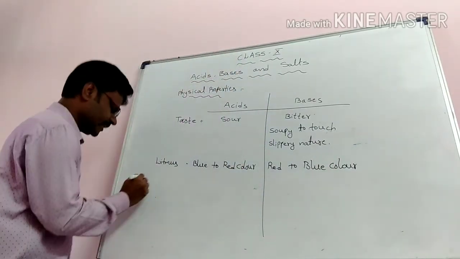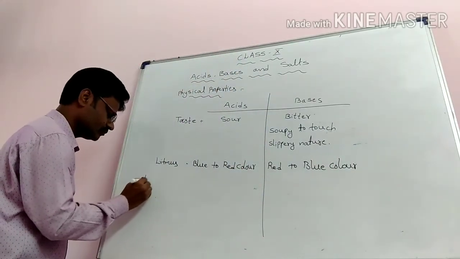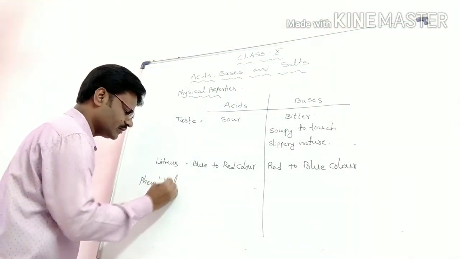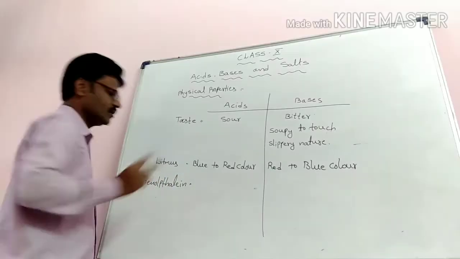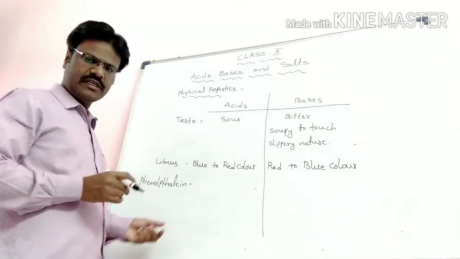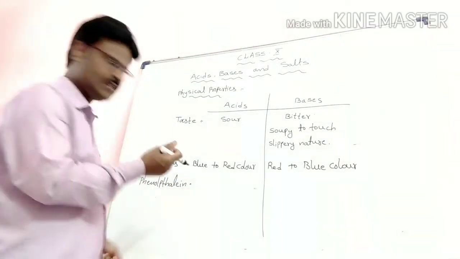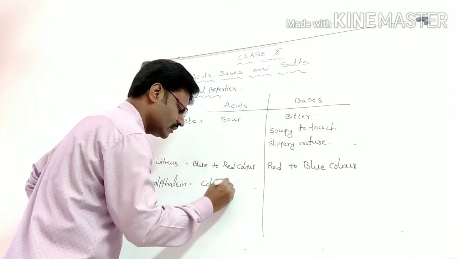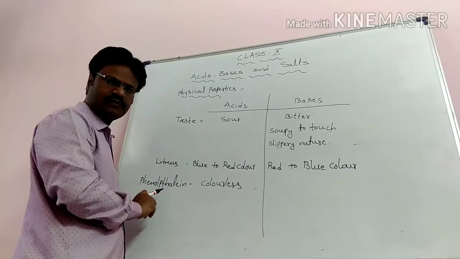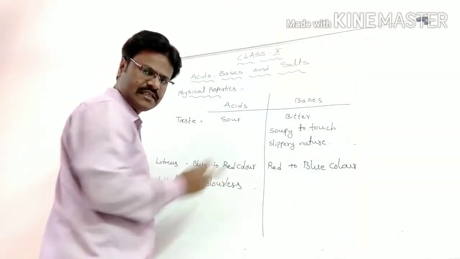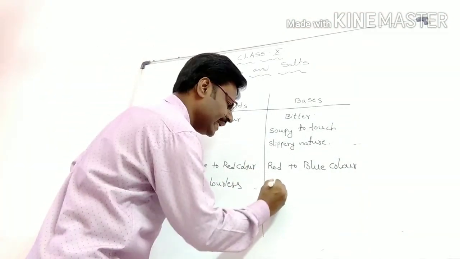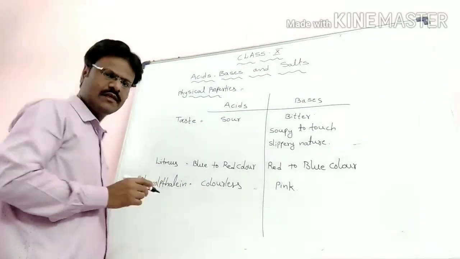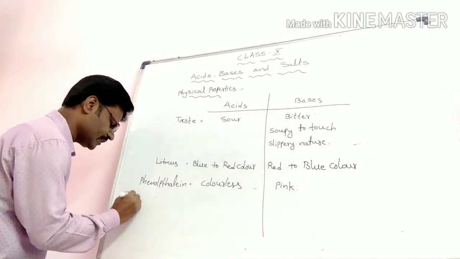And the phenolphthalein indicator. If you add phenolphthalein indicator to acids, it is colorless. The same phenolphthalein, if you add it to bases, changes into pink color.